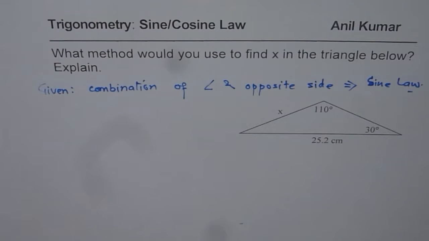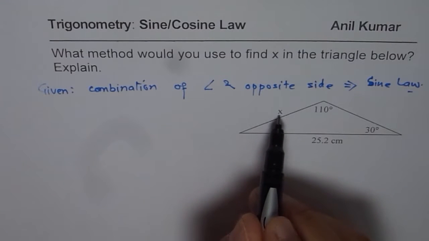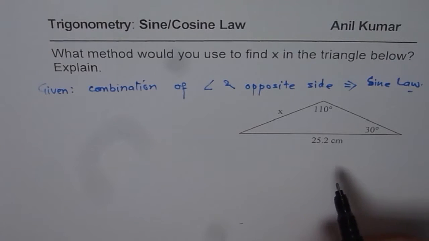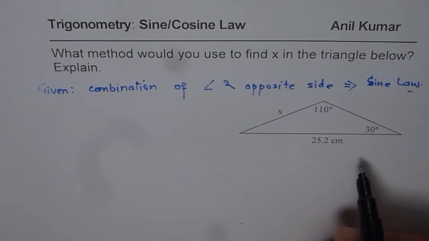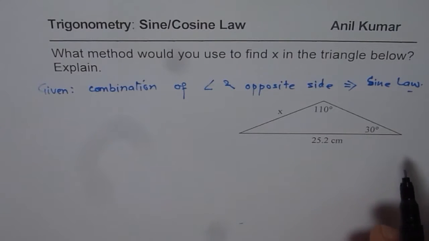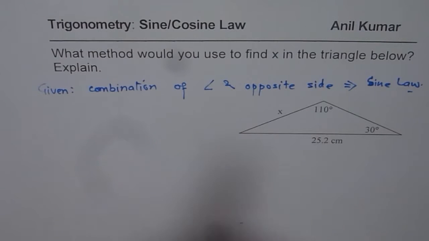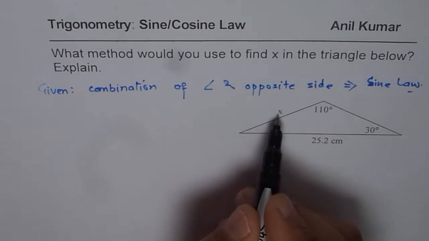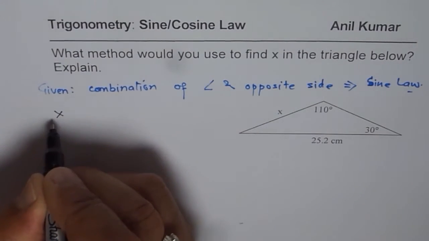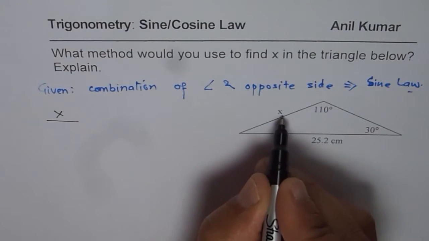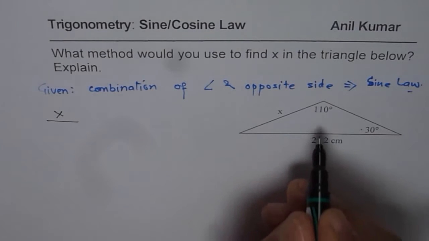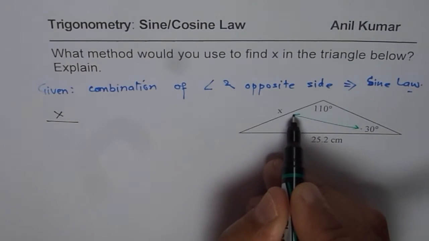Now, how to use sine law? You need to find x. Now this is also very important. Normally you write sine A over A, sine B over B, sine C over C, and sometimes you get confused like what is A, what is B. Here we have not written any A, B, C, right? So how to use sine law? We need to figure out what do we need to find. We need to find x. So write x first. Now x is the side, angle opposite is 30 degrees, correct?